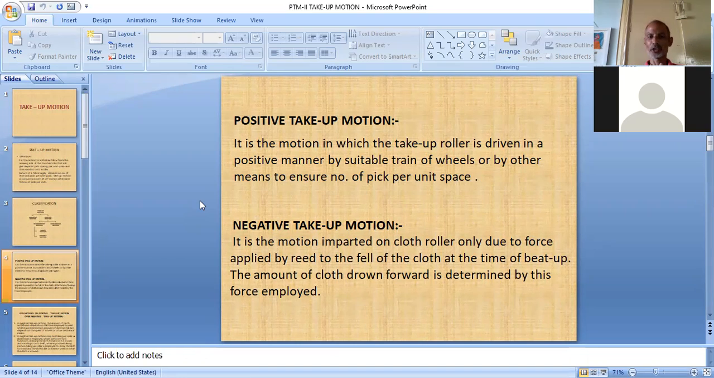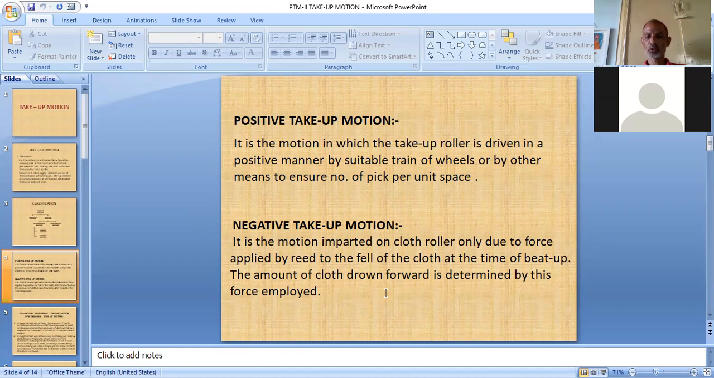In which we are controlling the take-up positively. But when the take-up is not in our control, means it is the motion imparted on cloth roller only due to force applied by reed to the fell of the cloth. When reed is moving forward for beat up and it is applying a force on the fell of the cloth, due to this force, this cloth roller is winding the cloth onto itself, and we are not using any train of wheels or any mechanism to wind the cloth on this cloth roller, and that type of motion is known as negative take-up motion.